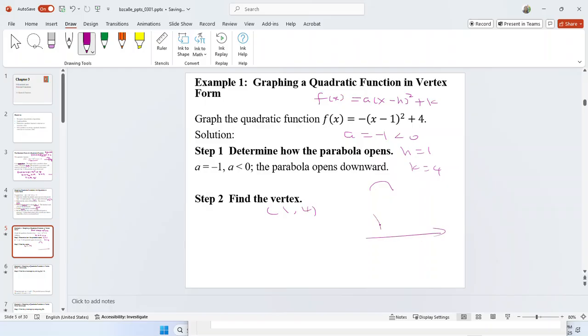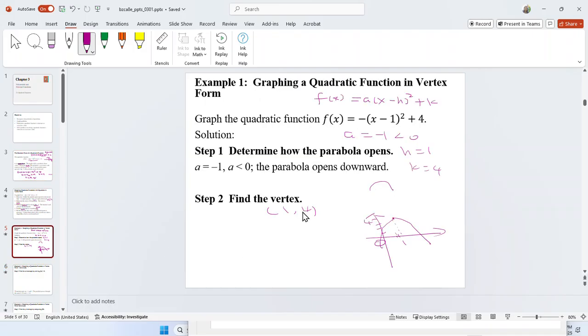And the graph will look something like that. This is 1, 2, 3, 4, and this is the vertex (1, 4), and this will be facing down. So that is my graph. If you want, you can also put the whole thing in a calculator and graph it.